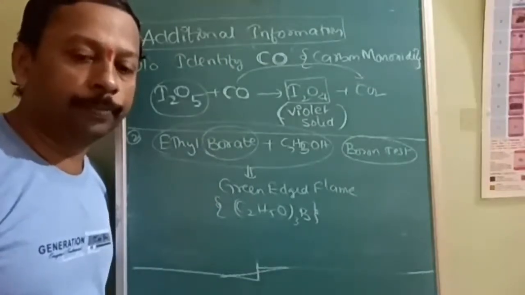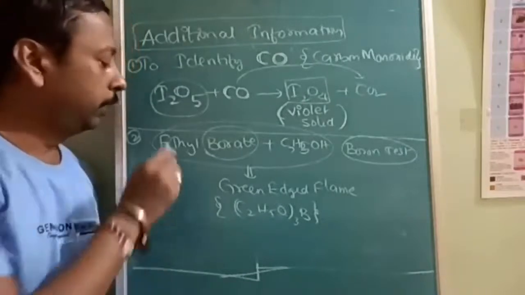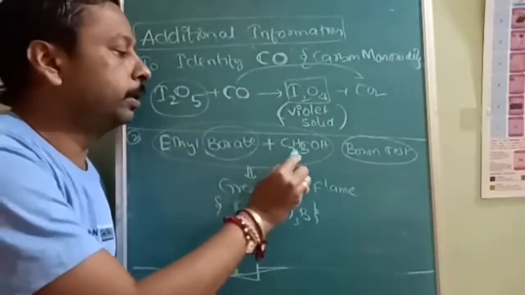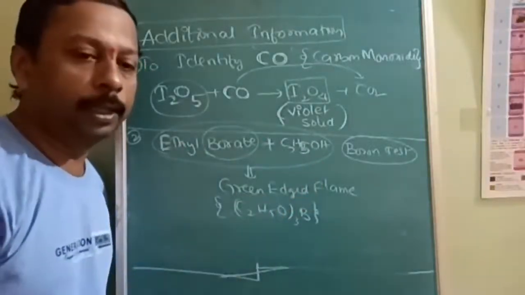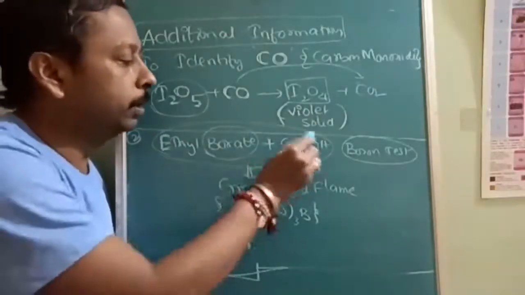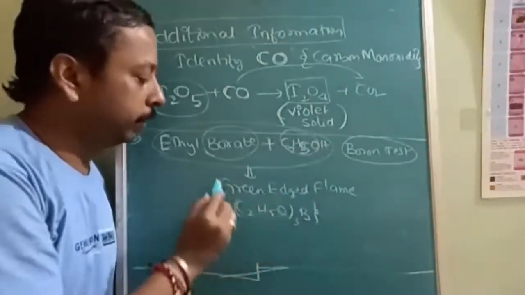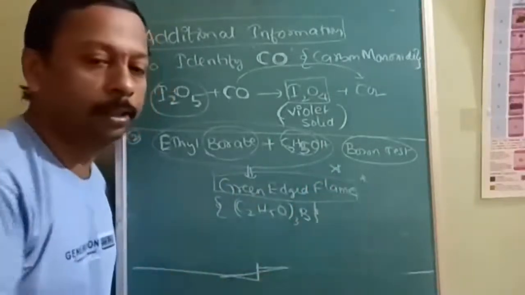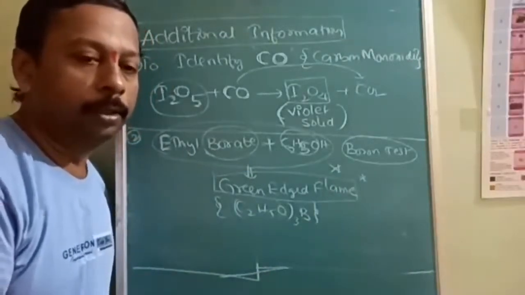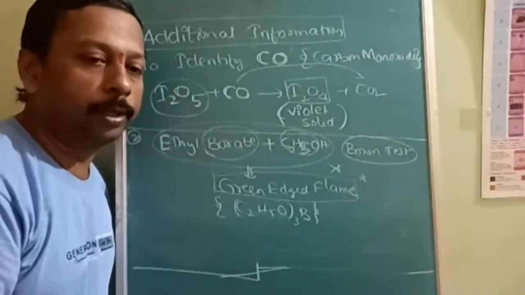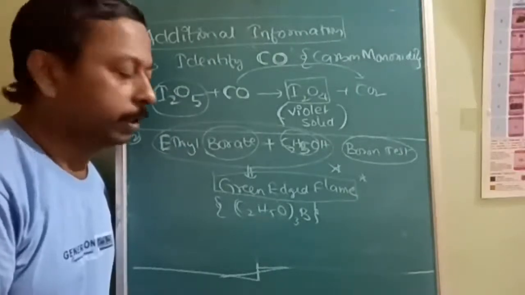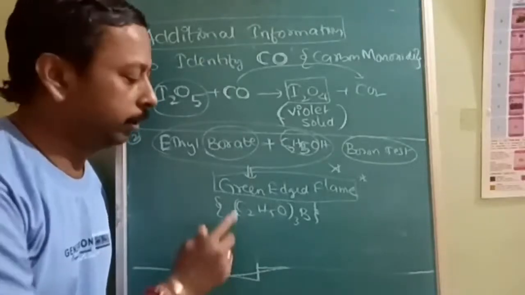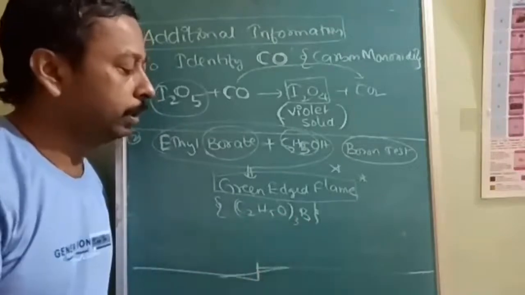Second, this we have already studied in the 13th group, boron. To test the presence of boron, it is first converted into ethyl borate, then heated with ethyl alcohol. Boron from here, C2H5 from here. Because of the green edged flame, this is a very, very important identification for testing boron. If boron is present as ethyl borate, it will give the green edged flame. What is the formula? (C2H5O)3B, ethyl borate.